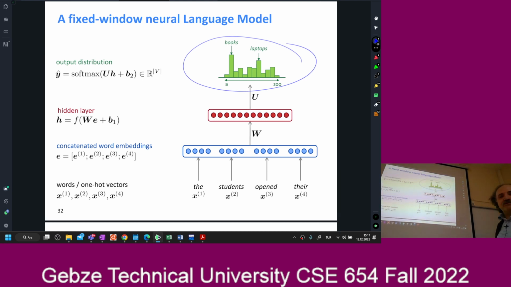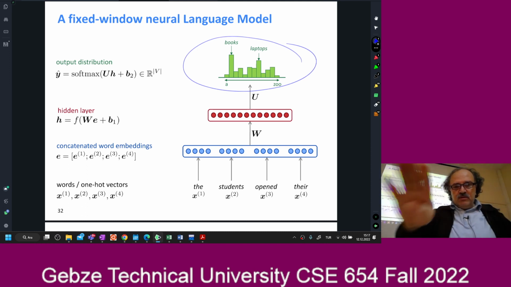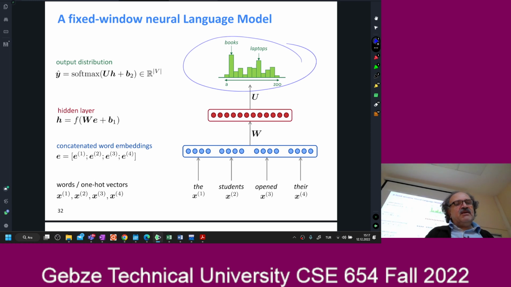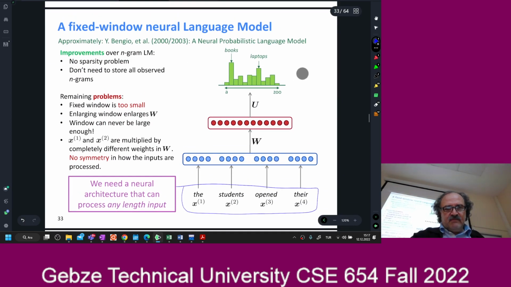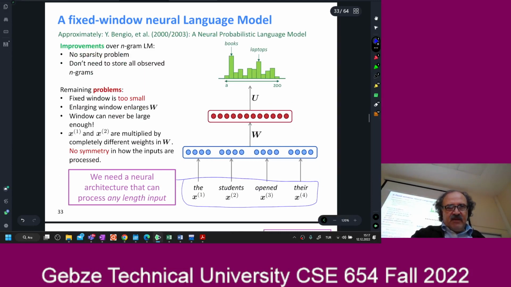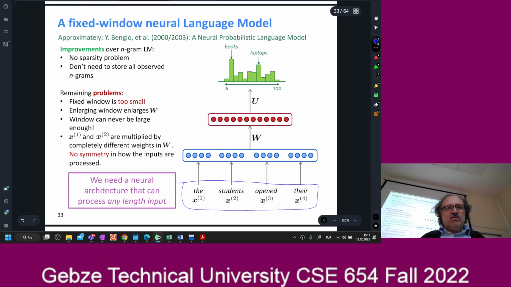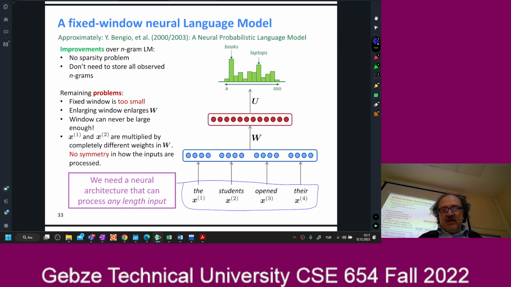Okay, so those are the big advantages, and we are going to use those advantages. The only thing is, maybe we need a more complex network than this, but it will not be as expensive as trigram or 4-gram or 5-gram statistical language models, and this will be more generalizable. So that's it. No sparsity problem. You don't need to store all observed n-grams. So the sparsity problem goes away. If I didn't see something before, what am I going to do? That's one thing. It will go away, and I don't have to store all that.